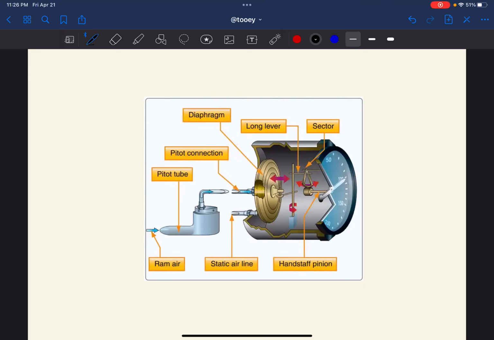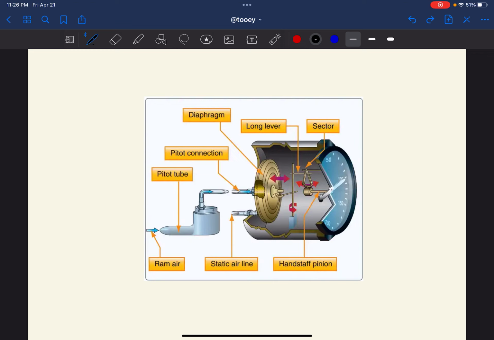All right, airspeed indicator and some blockages. So right off the bat, we can see we've got a pitot tube, a diaphragm, mechanical linkages, and then our airspeed readout. Good? Too easy. So what's an airspeed indicator? Well, it gives us our airspeed.